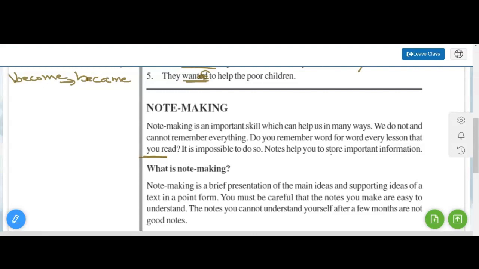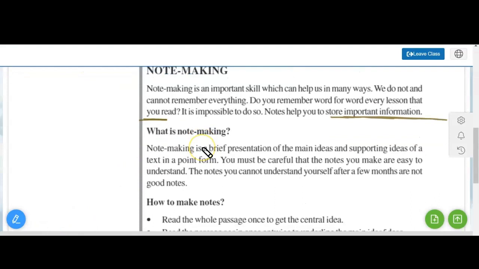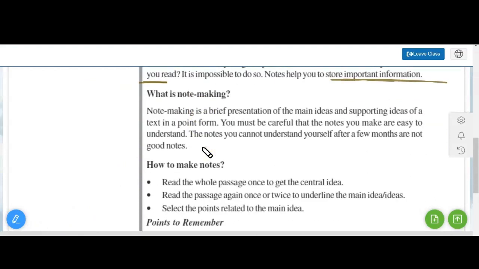Notes help you to store important information. So what is the purpose of note making? To store information in your own words somewhere so that you can refer to it later and use it for revising. What is note making? Note making is a brief presentation of the main ideas and supporting ideas of a text in a point form.